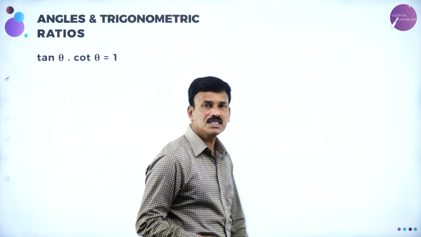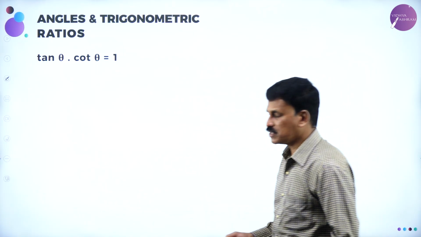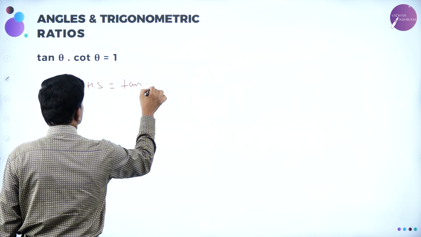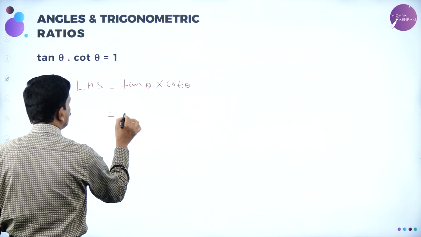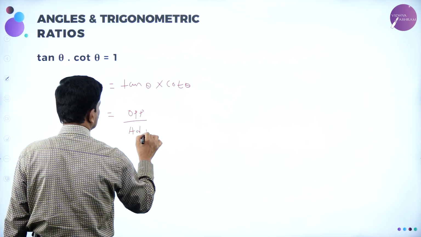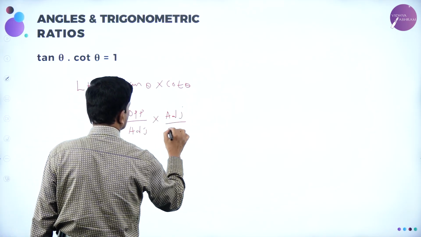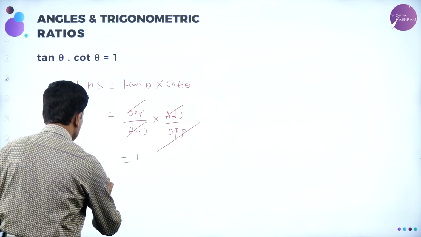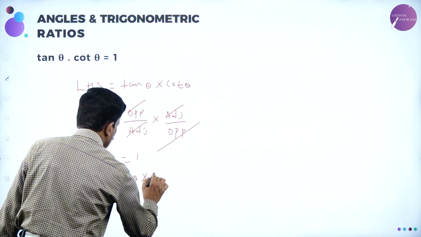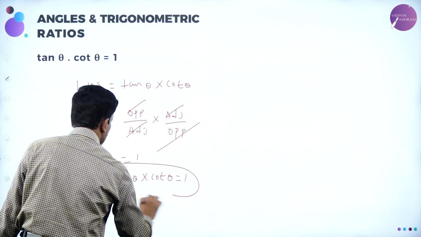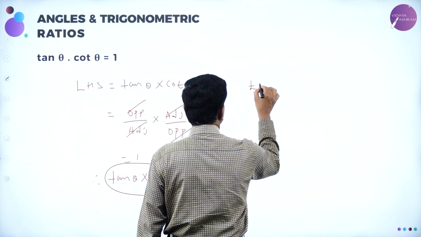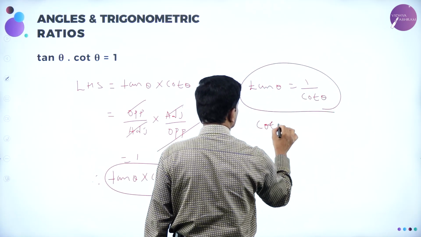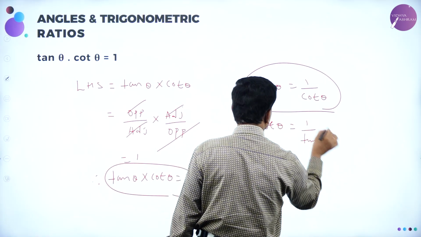Similarly, we have the second relation, tan theta into cot theta is equal to 1. Let us take LHS. LHS is tan theta into cot theta. Tan theta is opposite by adjacent, and cot theta is equal to adjacent side divided by opposite. These two get cancelled, and that is equal to 1. So therefore tan theta into cot theta is always equal to 1. If you want tan theta alone, tan theta can be written as 1 by cot theta. Or cot theta is equal to 1 by tan theta.